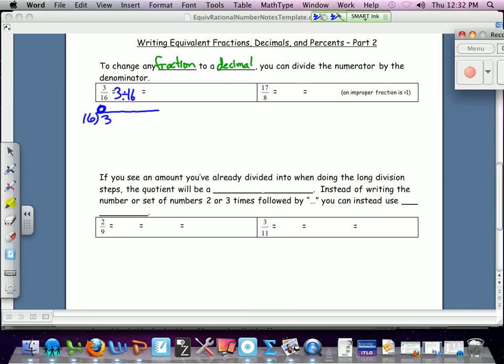because I'm not going to have something that's greater than 1. But in order to make it a decimal, remember that trick of putting a decimal point in your quotient and a decimal point in your dividend? And then I can tack on a 0, and then I can ignore the decimal now that I put it in my quotient up there.